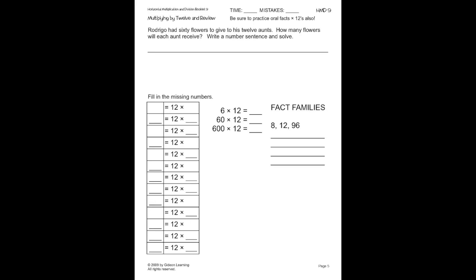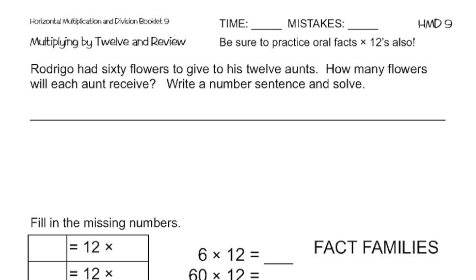Welcome to Horizontal Multiplication and Division Booklet 9, Multiplying by 12 and Review. We're going to start with page number 5, so let's move on up to that first word problem.